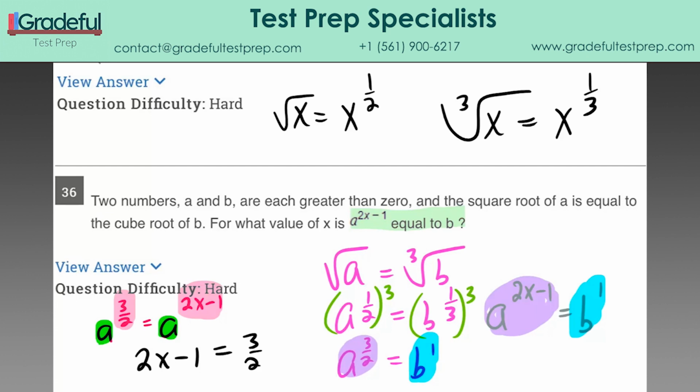Maybe multiply both sides by 2. 4x minus 2 equals 3. Add 2 to both sides. 4x equals 5. And divide by 4, and x equals 5 over 4. And that's our answer for number 36.